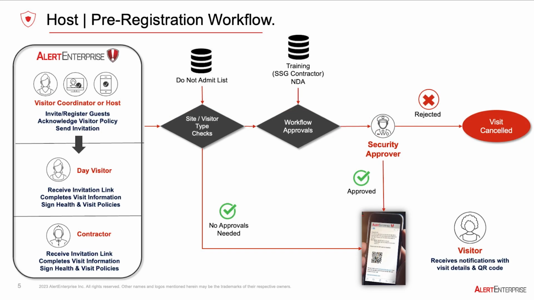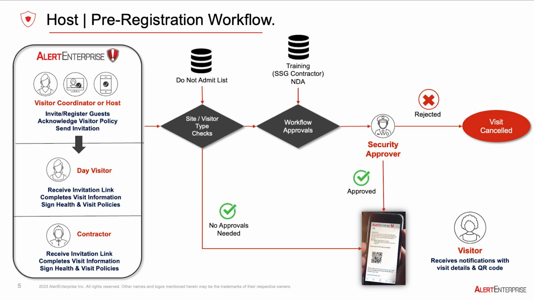So let's take a little bit of closer look at that pre-registration workflow and how it works behind the scenes. So when a host initially registers a guest or invites a guest to register for a visit, and once that registration request is submitted, a workflow is kicked off. And based on the site, based on the visitor type, there are going to be some rules that the workflow is going to follow. And here's where you can easily, within the workflow engine and the workflow tool, using drag and drop, you can determine, hey, what are our requirements here?